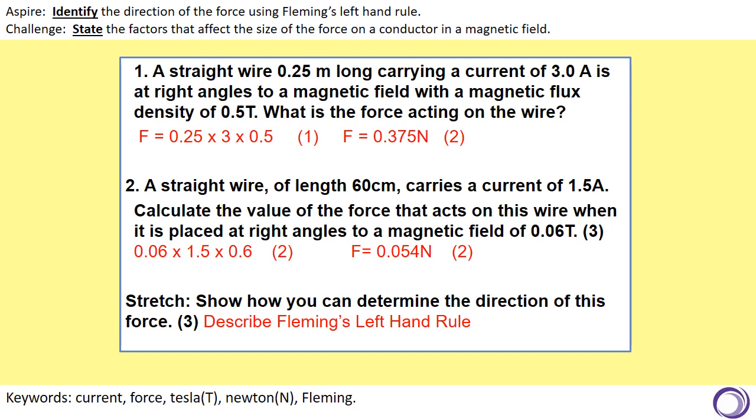So the stretch question, for your marks, you need to be saying that you use your left hand. You need to say that the thumb is going to represent the movement or the force on the current carrying wire. Your first finger is going to represent the field, and your second finger is going to represent the direction of the current. It might be worth saying that you hold the 3 of those at 90 degrees to each other.